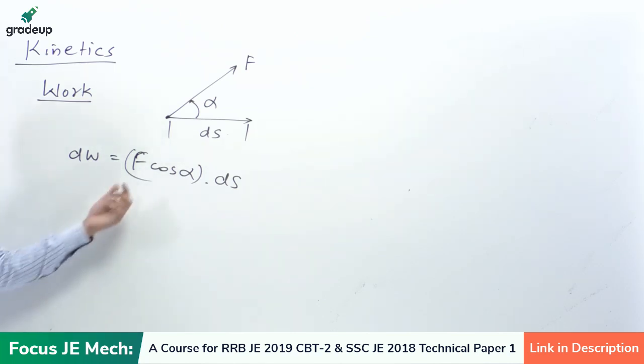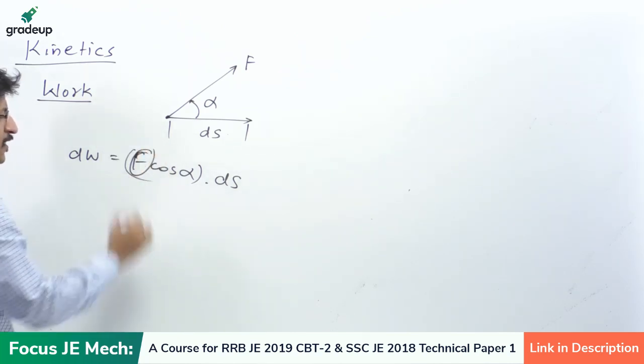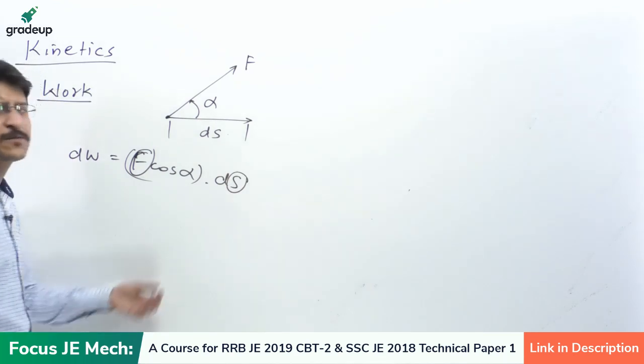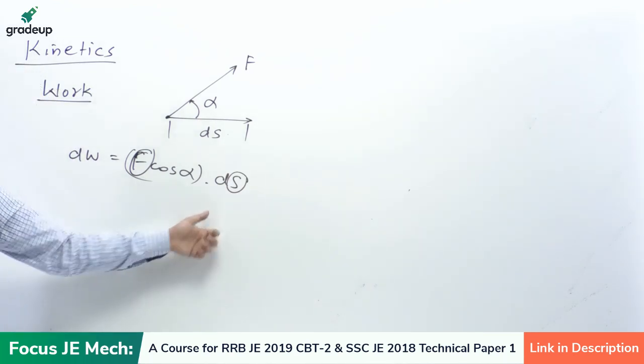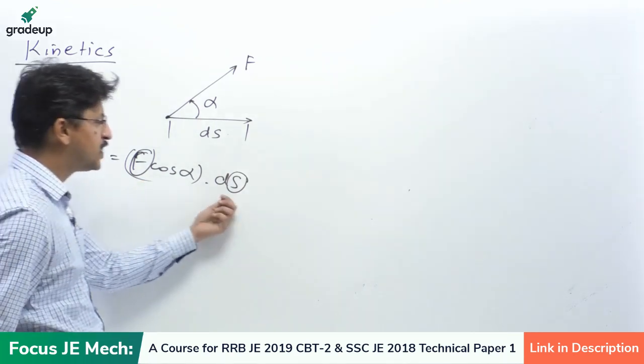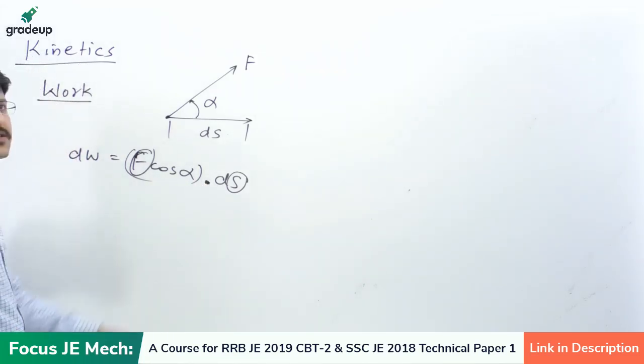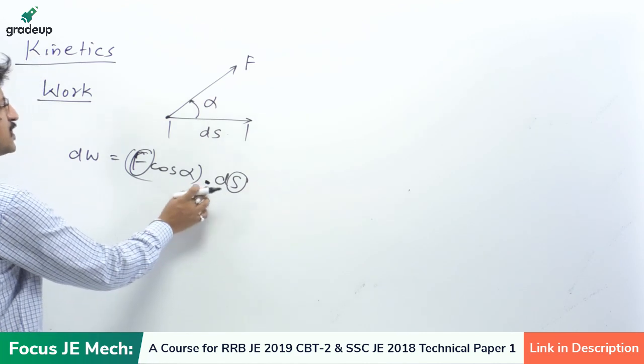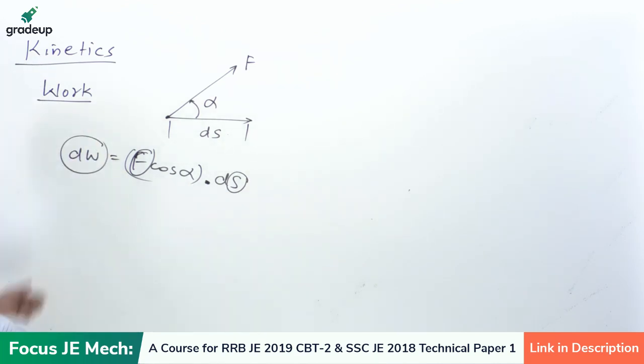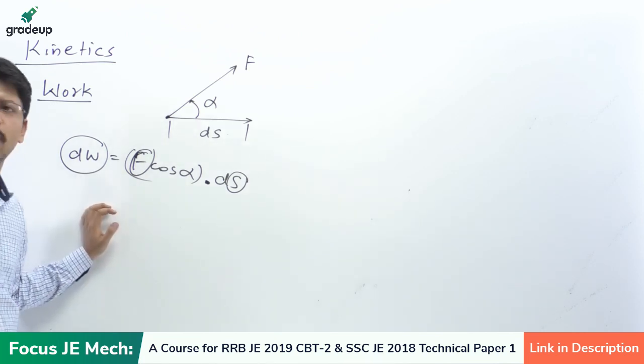Force is a vector and displacement is also a vector, but we are taking a dot product from this. F cos theta ds, this becomes a dot product. So this becomes your scalar quantity. Please remember, work is a scalar quantity, it's not a vector quantity.